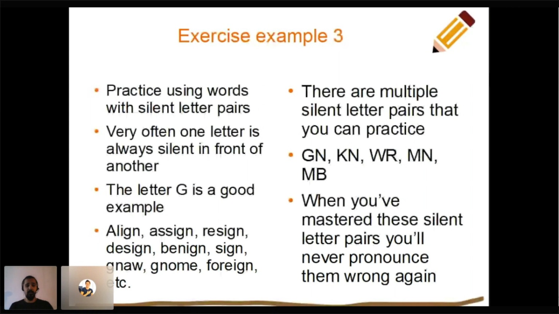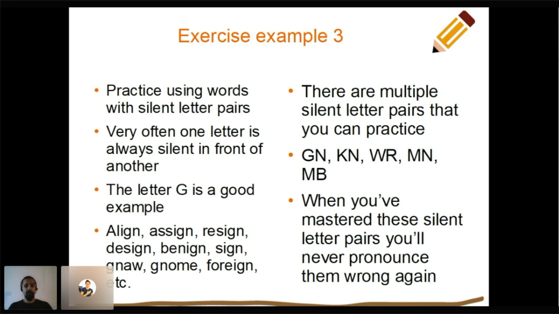So this is a good silent letter combination, a silent letter pair that you can use to continuously practice silent letters in different positions in the word. As you can see, it can be at the end or at the beginning. There are multiple silent letter pairs that you can practice depending on where you start. GN is one of the most common ones, KN even more so. WR, MN, or MB are all good places to start. So choose a specific combination and just practice pronouncing the words correctly.